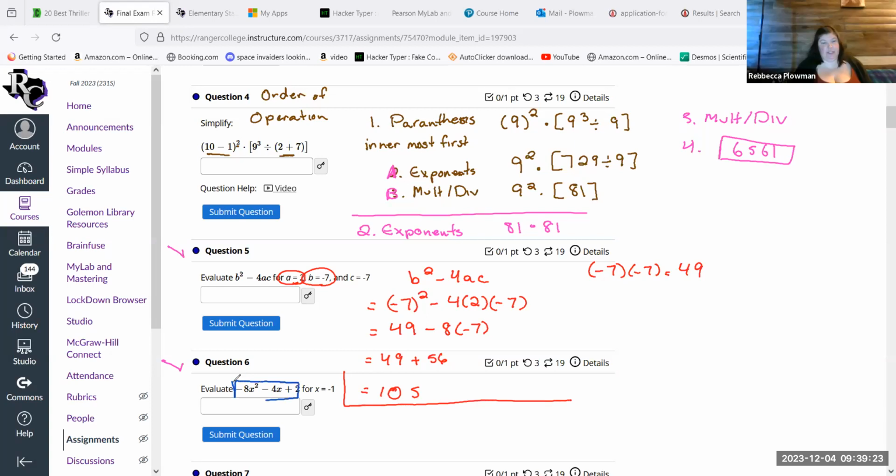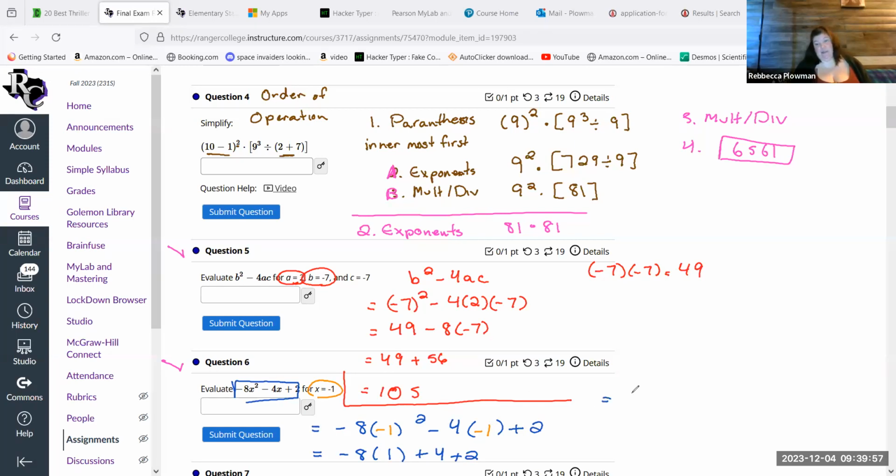So if we did this one here, this says minus 8 times x squared, and then we have 4 times another x plus a 2, and all of those x's are being replaced with a negative 1. So this is minus 8 times negative 1 squared. That's just going to be positive 1. Minus 4 times minus 1. This should be plus 4 plus 2.